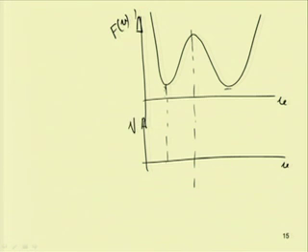Corresponding to this one can have a center, and corresponding to this one can have a saddle point. There will be a separatrix which will separate the flow. So, we will have a center here, and this is also another center.